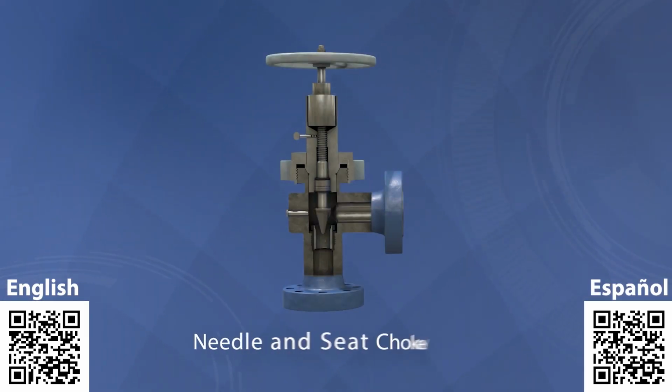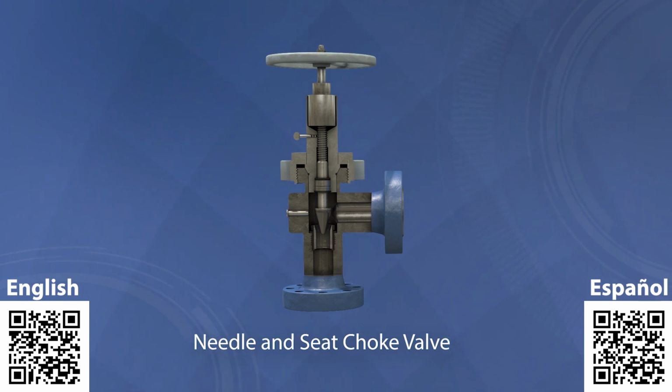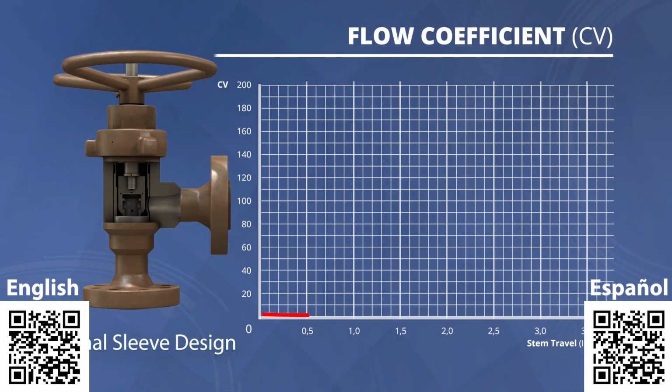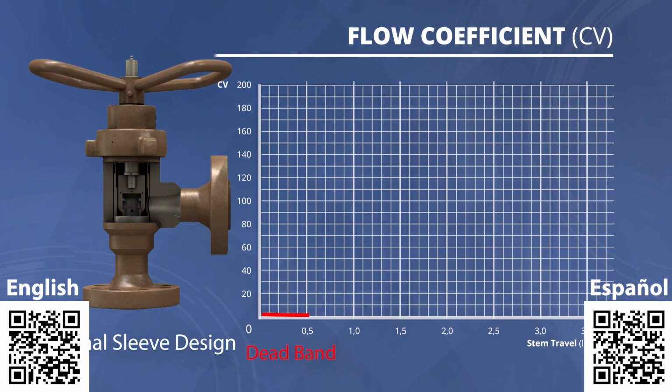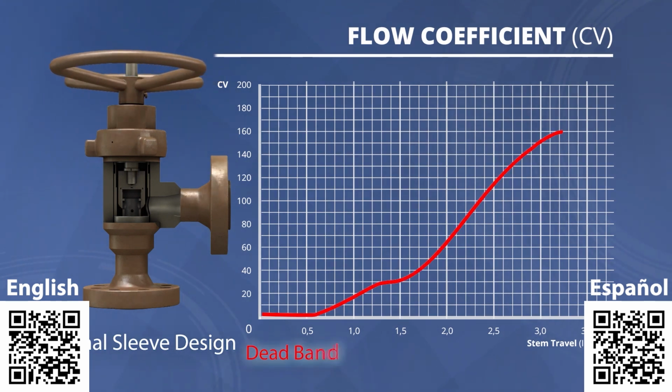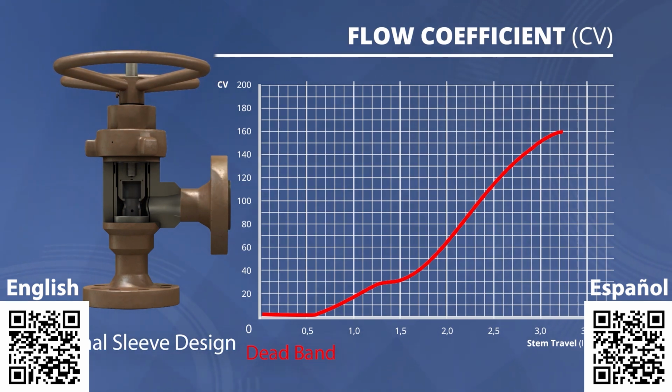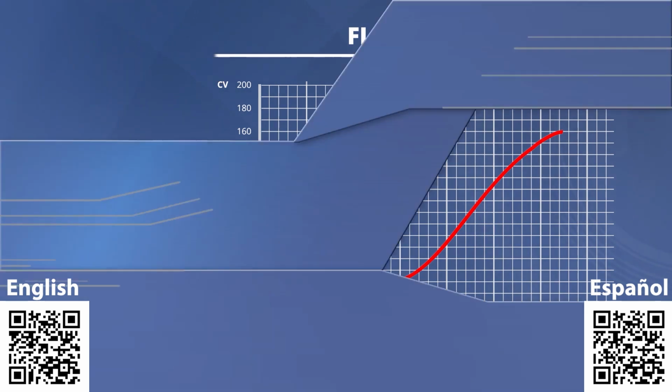When the seating area is close to the throttling area, erosion issues may occur, as frequently happens with the needle and seat valve. MasterFlow solved this issue by incorporating a dead band area in the design of the external sleeve and cage choke valve. The dead band ensures that the throttling area is far from the seat, resulting in an area of zero flow.